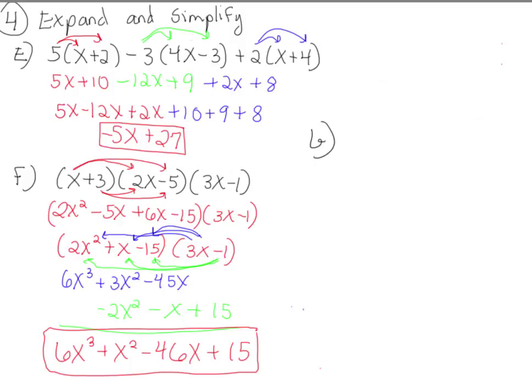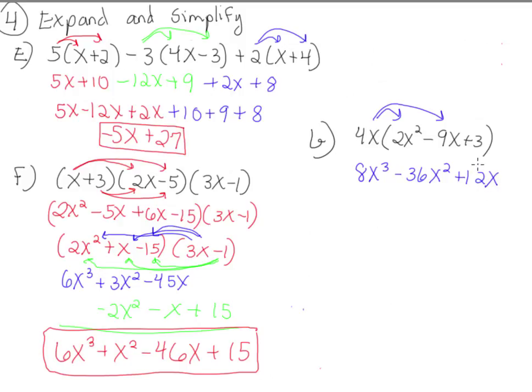Let's put an example G over here to the side. In this example, we're just going to use the distributive property. We're going to distribute the 4x to each term of the trinomial. That gives us an 8x cubed, and 4x times a negative 9x is a negative 36x squared plus a 12x.